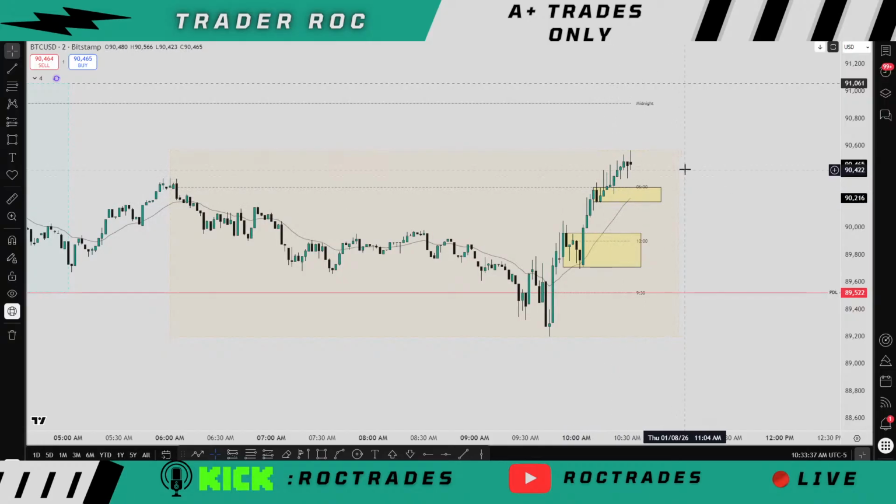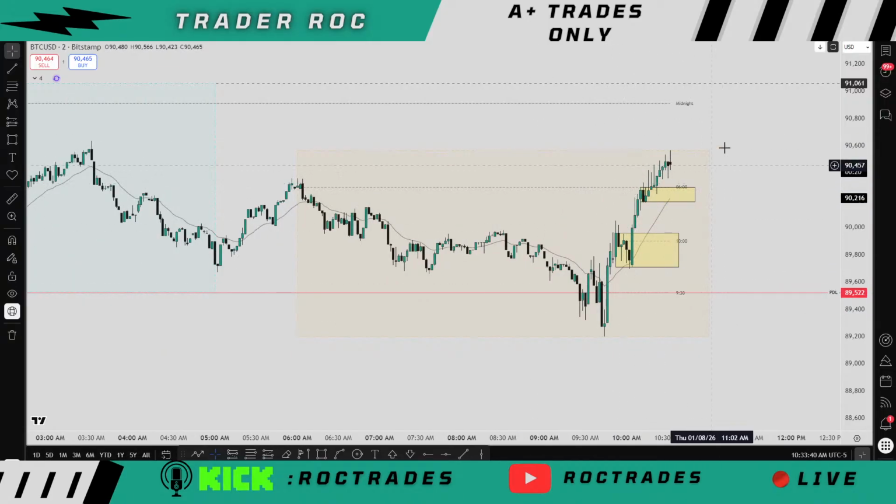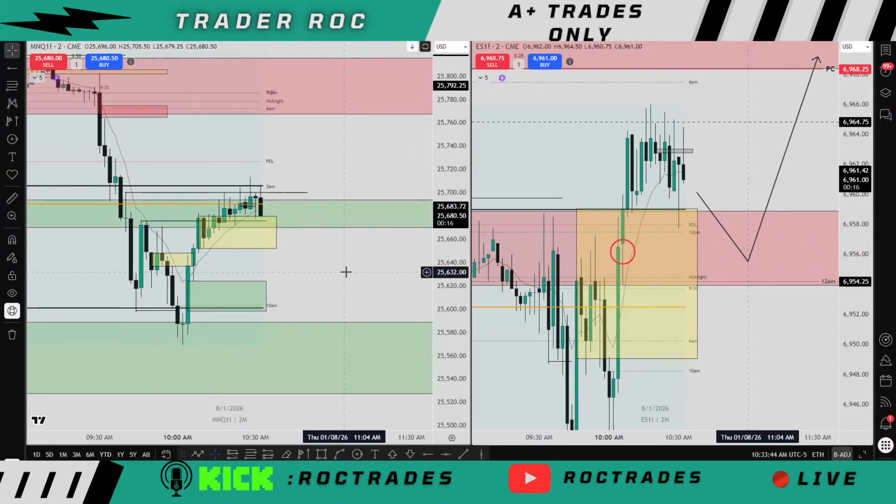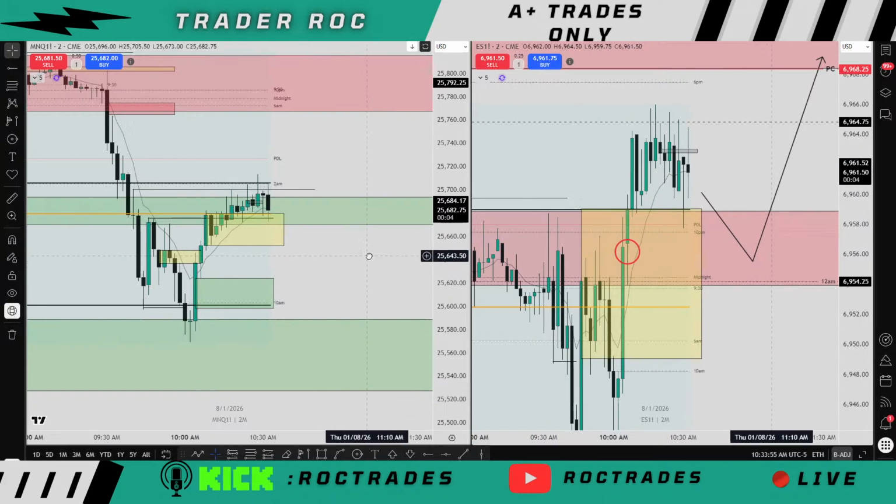Break. Well, not really. Price is still due for a retest here. There we go. Come on. Keep it simple. Keep it simple, NASDAQ. Break and retest. That's all I need. You give me a break and retest, I'll be good to go.